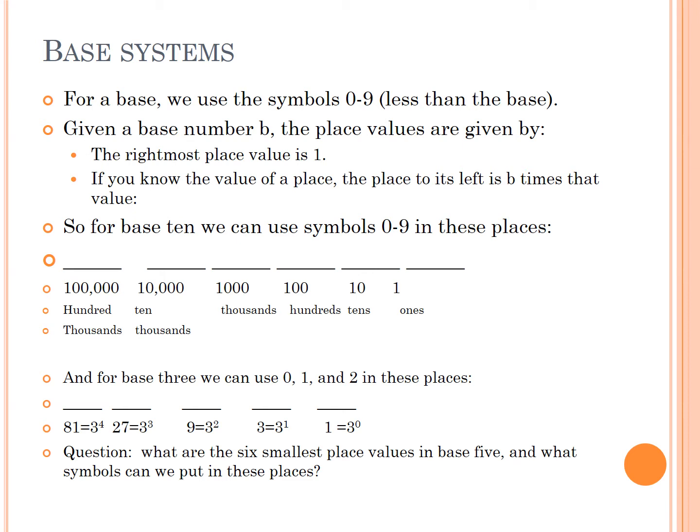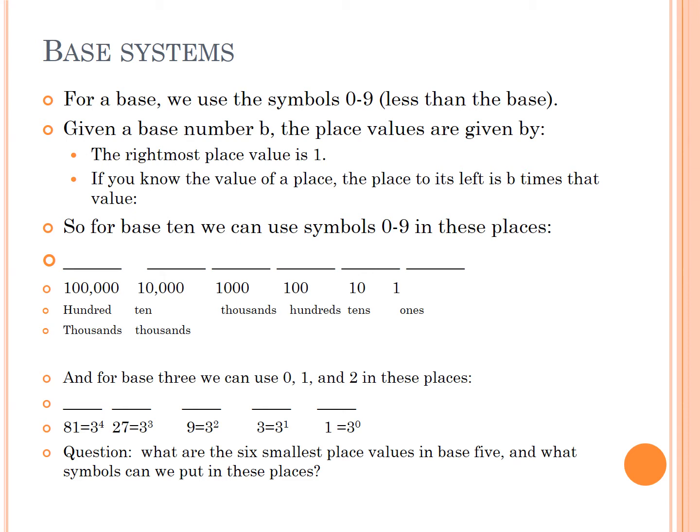So in our normal everyday system, base 10, we have the ones place in the far right. If I look to the place to the left of it, it tells me how many tens. If I look to the place to the left of that, it's how many 10 times tens, or hundreds. And then the place even to the left of that, it'd be 10 times 10 times 10. That'd be the thousands place, and so on.